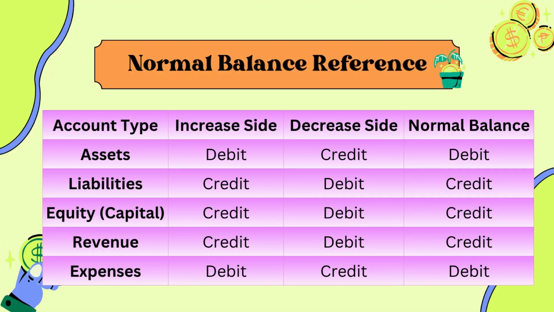Another useful thing to remember is the normal balance. Assets and expenses normally have a debit balance, and liabilities, equity, and revenue normally have a credit balance.